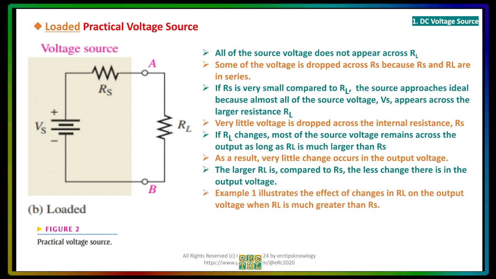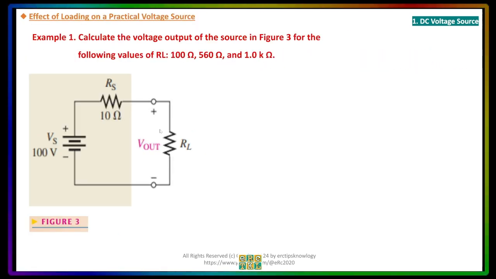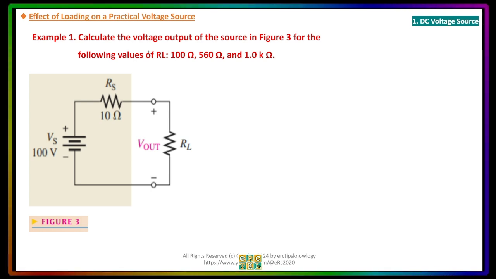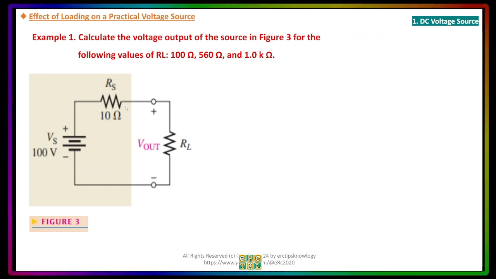Now, in example 1, we will show you the effect of changing the RL on the output voltage when the RL is much greater than Rs. So let's see example number 1. What's the effect of loading on a practical voltage source? Let's say that we want to calculate the voltage output of the source in this figure with values of 100 ohms, 560 ohms, and 1 kilo ohms for RL. If we increase the value of RL from 100 to 560 to 1 kilo ohms, what will happen? Let's see.